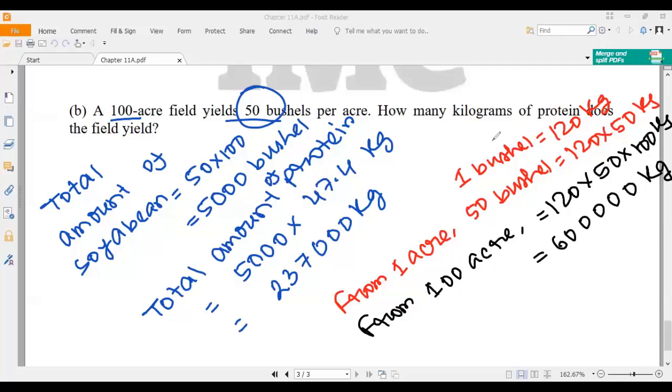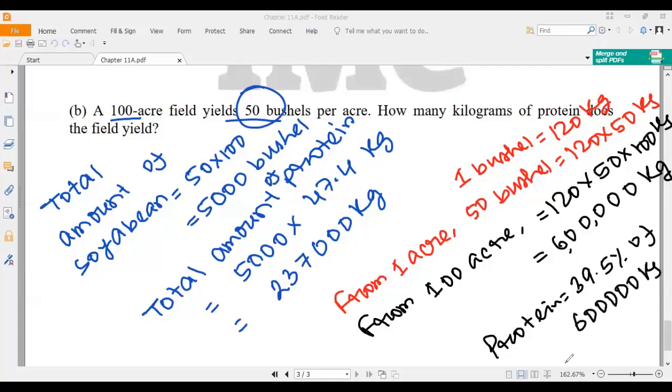Now the question says, how many kilograms of protein will we get? So the amount of protein will be what percent? We already know that it will be 39.5%. That is already given in the question. 39.5% of 6 lakh. Okay. After calculating this, that means 39.5 by 100 multiplied by 6 lakh, we will also get 2,37,000 kg. Okay. And that is the solution of question number B.